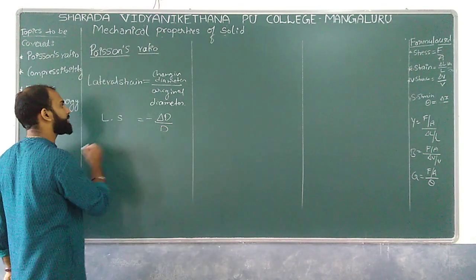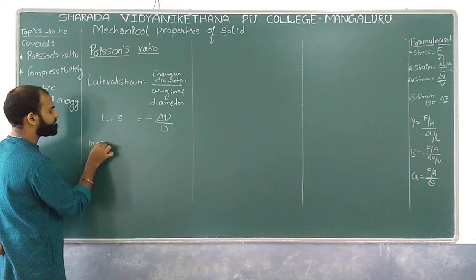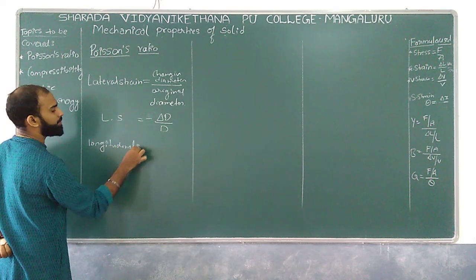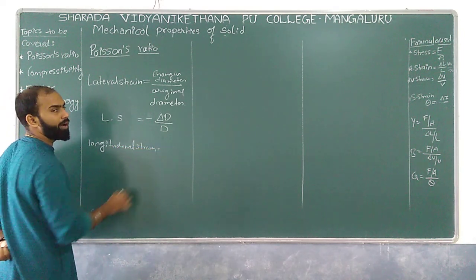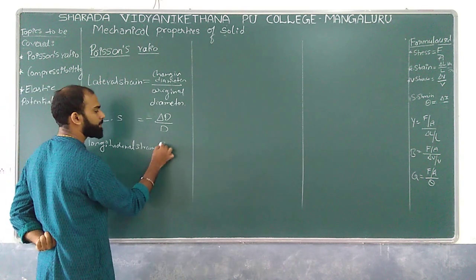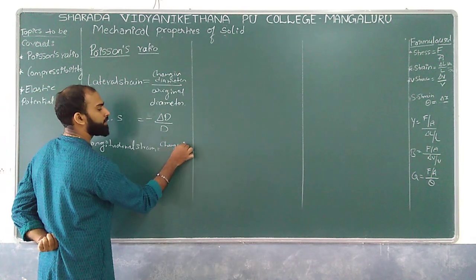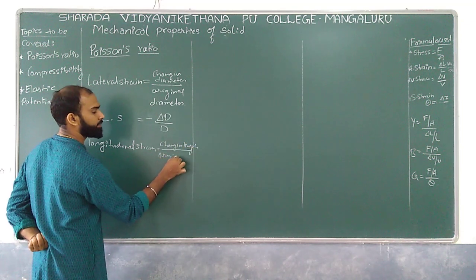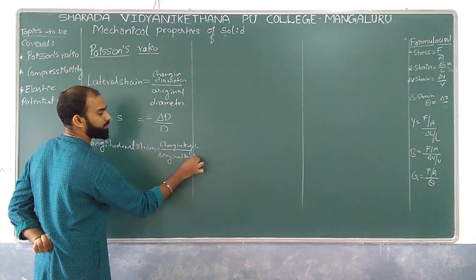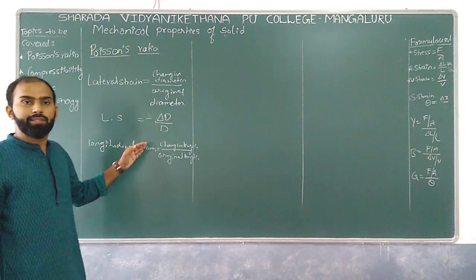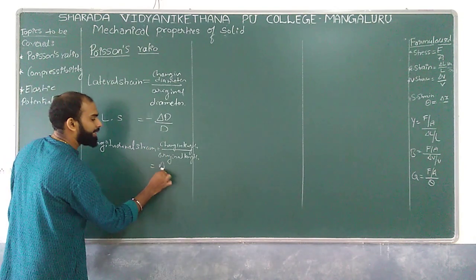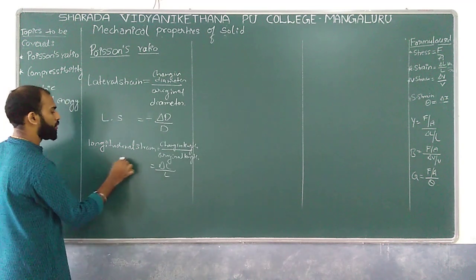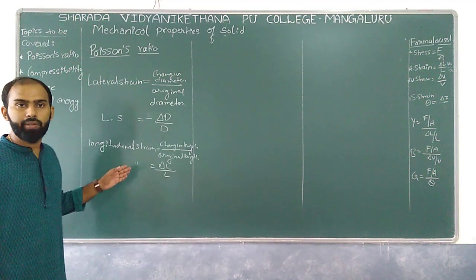Okay. Next, one more is the longitudinal strain. What do we mean by longitudinal strain? It is the change in length to the original length. The change in length is delta L, and the original length is L. So delta L divided by L is equal to the longitudinal strain.